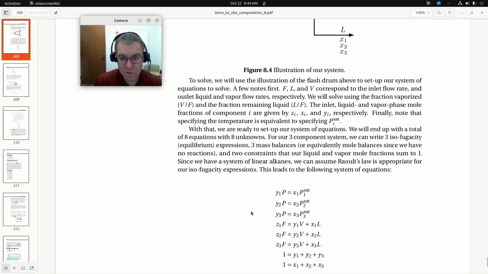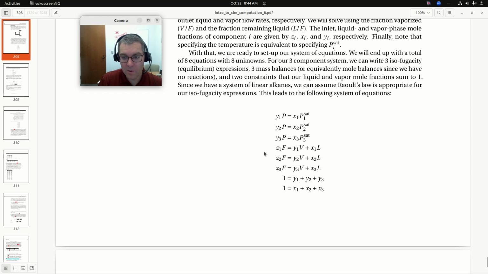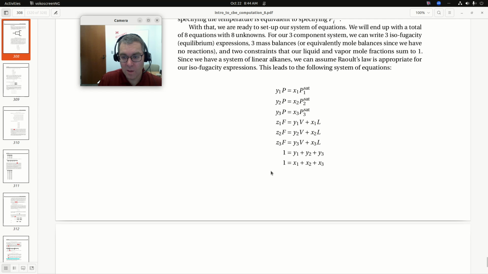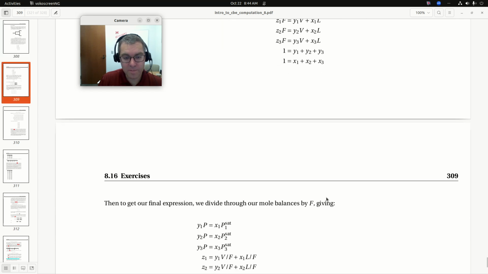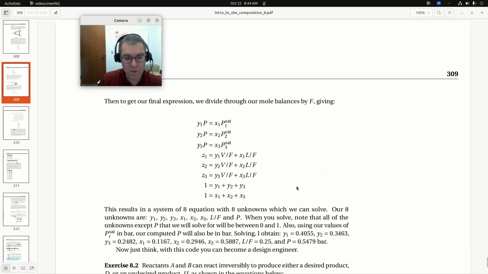Cool. Since we have a system of linear alkanes, we can assume Raoult's law is appropriate for our isofugacity expression, and this leads to the following system of equations. So here's my isofugacity equations. Here's my 3-component mole balance expressions. And then there's my 2 constraints. And then to get our final expression, we divide through by F. All right, and we have such. Okay. This results in a system of 8 equations with 8 unknowns, which we can solve.